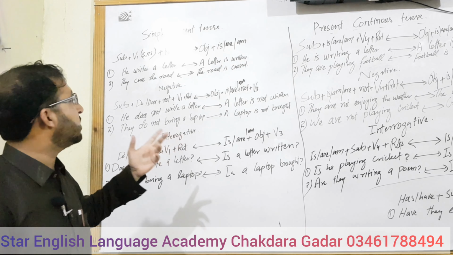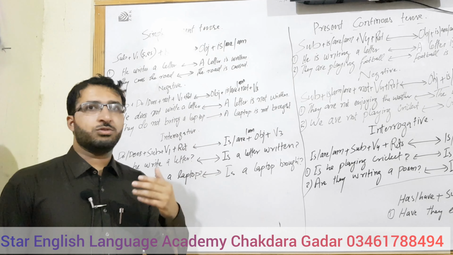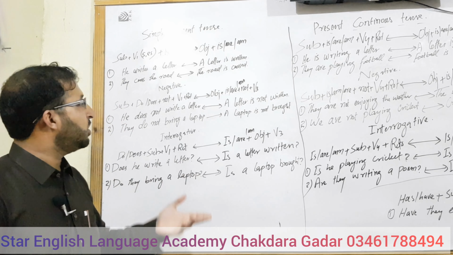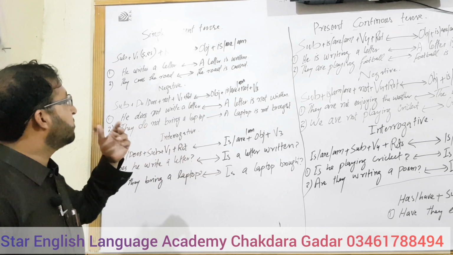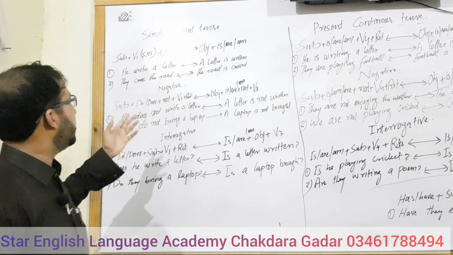So passive voice of the simple present tense is object. Then we use or add be verb. Be verb means is or am. Then third form of the verb. So example of this is he writes a letter.